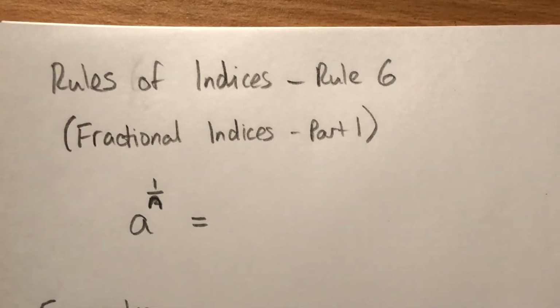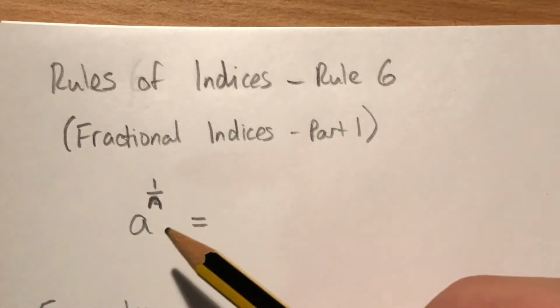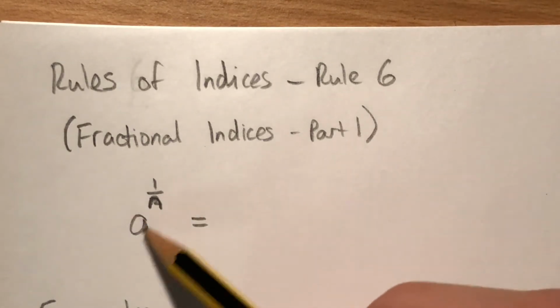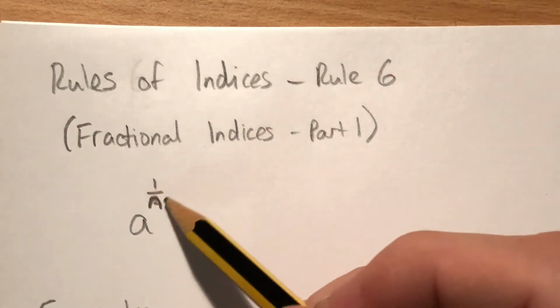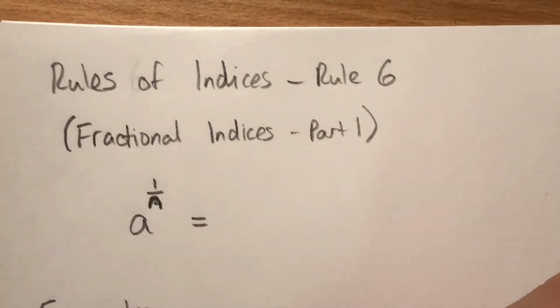Rule 6 of indices. We're almost done then, folks. So, launching straight into this, then: a to the power of 1 over n. If you see a fraction on your index, you should be thinking roots. You'll be looking at surds in an alternative video.